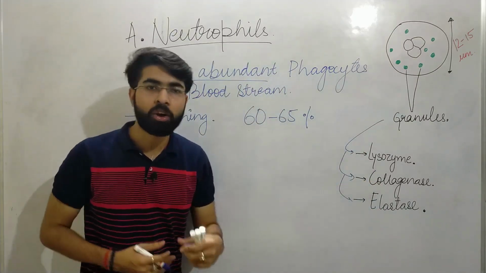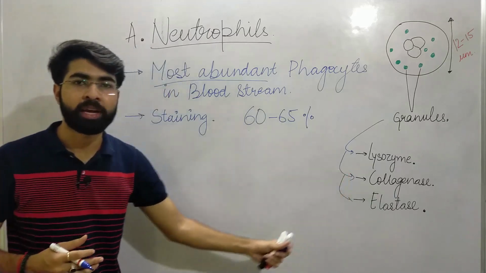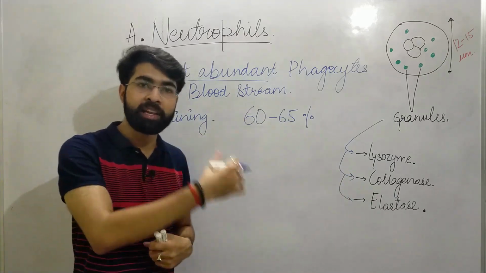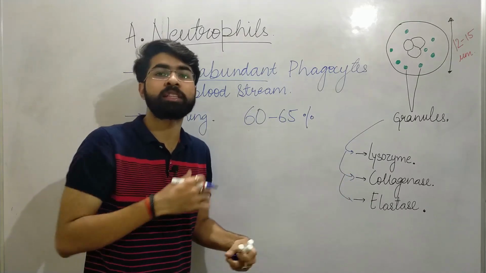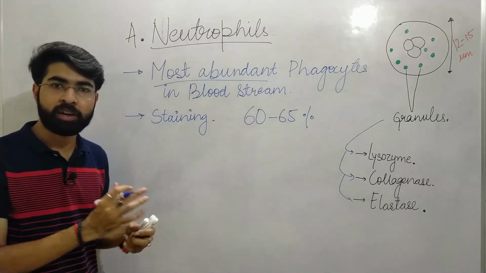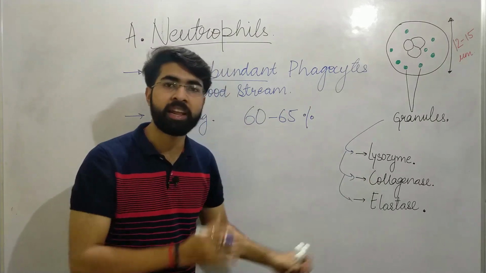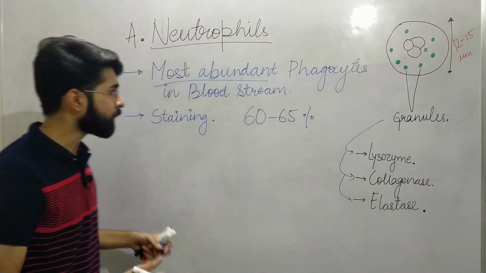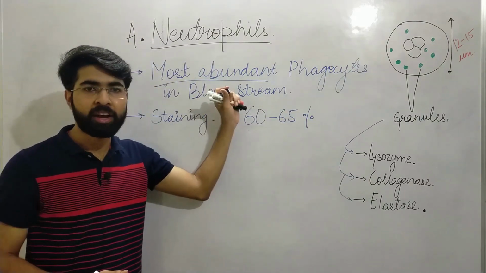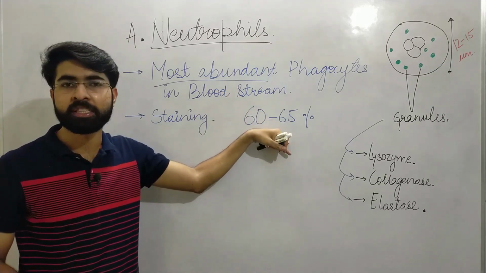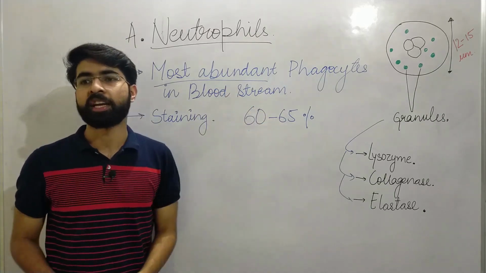All these three enzymes act together in killing the bacteria or pathogen that comes into the body and tries to harm it. They come into action and destroy the cell. So these are the most abundant phagocytes, nearly 60 to 65% of the circulating WBCs in our blood.